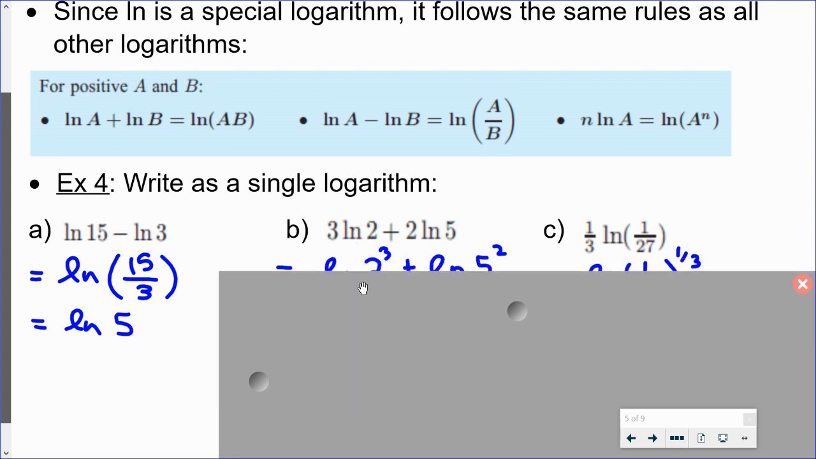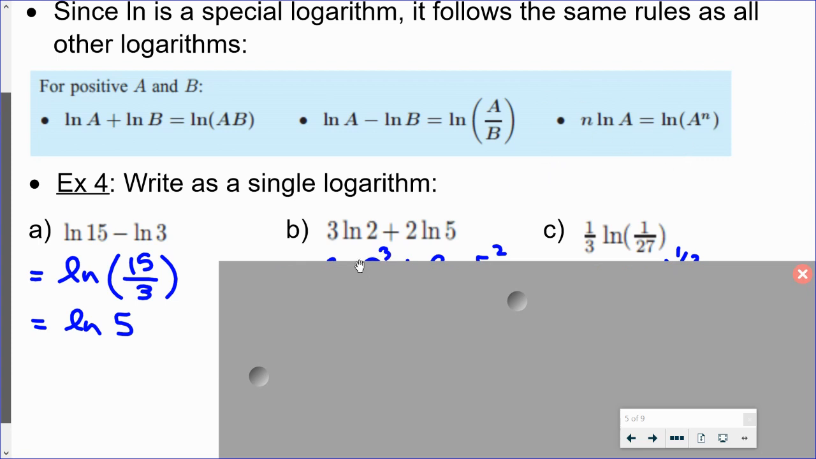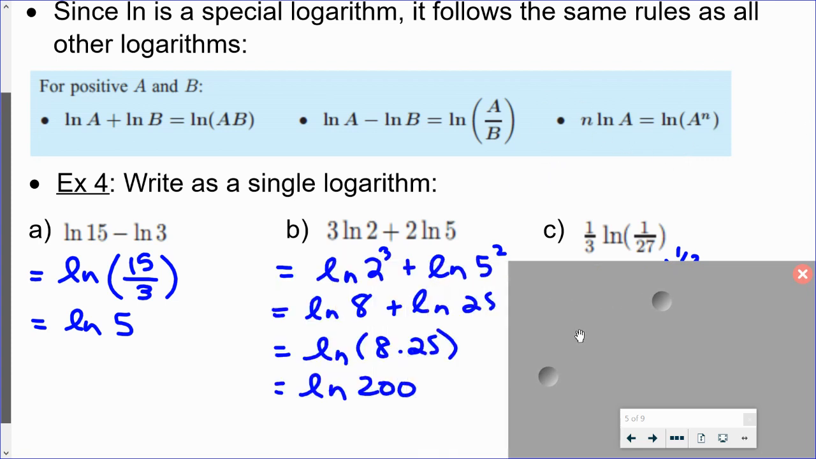Here, I'm going to always work with this rule first if it applies. So I'm going to start by taking this factor and raising it as an exponent. Same thing here, taking this factor and making it an exponent. I'm going to evaluate those exponents. So 2 cubed is 8, and 5 squared is 25. And then because I'm adding two lns, two logarithms with the same base, I can keep the logarithm in the base, in this case ln, and multiply the two values to get ln of 200.